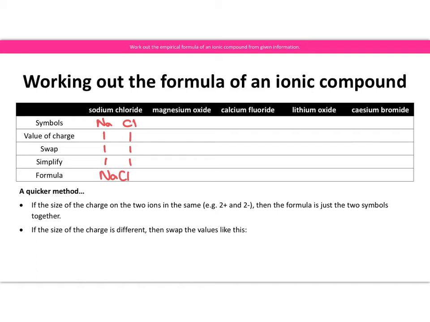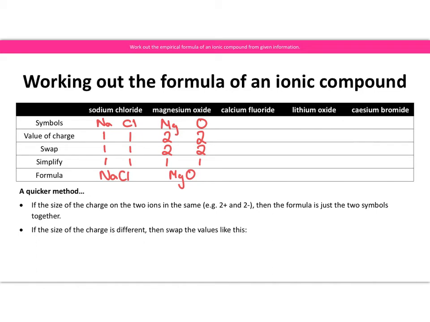If we look at magnesium oxide, the symbol for magnesium is Mg, the symbol for oxygen is O. Mg is in group 2, it will form a 2+ ion, so the value of its charge is 2. Oxygen is in group 6, so it will form a 2- ion, so that's got a value of charge of 2. We swap them, of course that means they stay the same, but we can simplify them because we try and find the simplest ratio. So at the moment we've got 2 to 2, so we can simplify that to 1 to 1. So our formula is going to be Mg and then O.